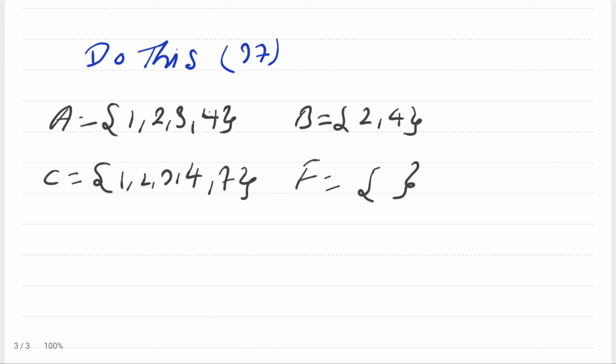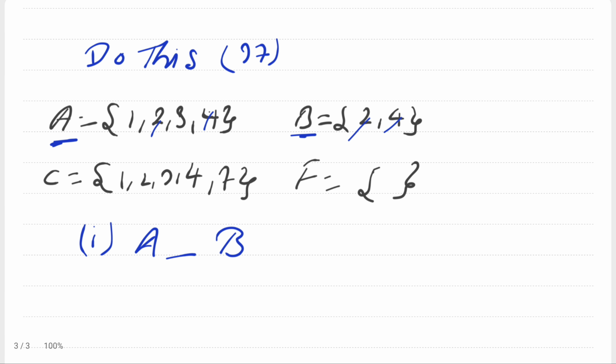This is a null set, and question number 1 is asking, is set A a subset of B? Let's see, whatever the element in set A, is it also present in B? 1, is it present? No. 2 is present, and 4 is also present, but 1 and 3 are not present.